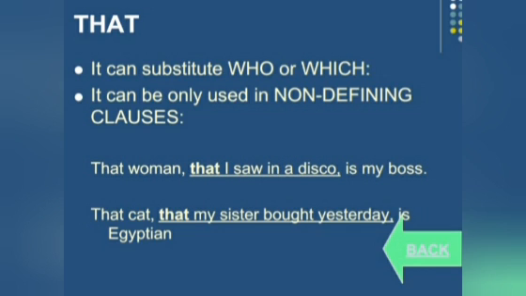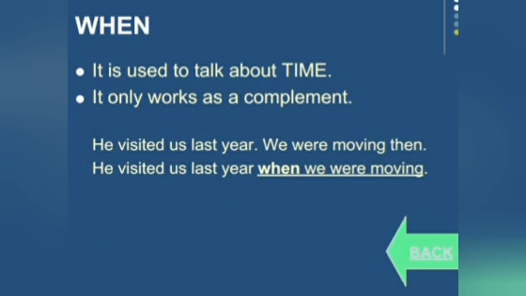The next relative pronoun is when. It is used to talk about time. This we all know, isn't it? It only works as a complement. For example, "He visited us last year." "We were moving then." So we can combine both thoughts as "He visited us last year when we were moving." Here when is the relative pronoun used to combine the thoughts, and when is referring to the year, last year.